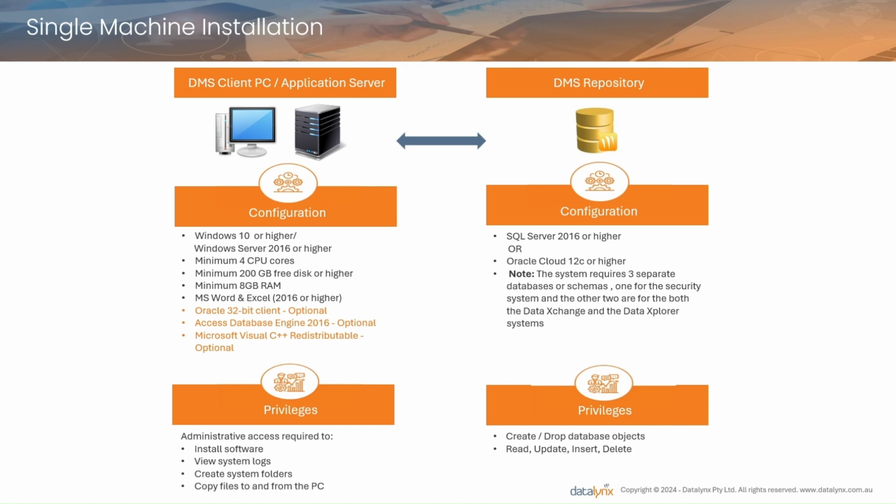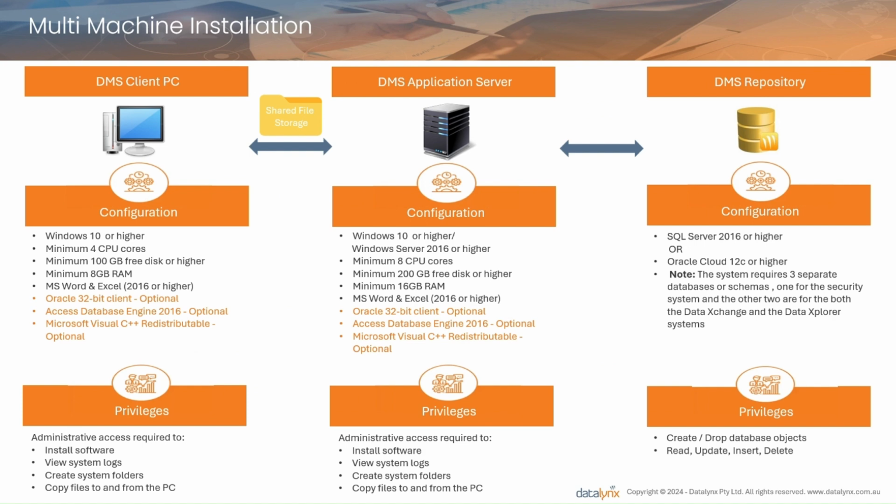The system requires 3 SQL Server databases, or 3 Oracle schemas, one for the security system and the other 2 for the Data Exchange and the Data Explorer systems. For the multi-machine installation, you will need a client PC and application server with shared file storage. Likewise, you will need an RDBMS like SQL Server or Oracle, along with 3 separate databases. This will be explained in detail later in the video.